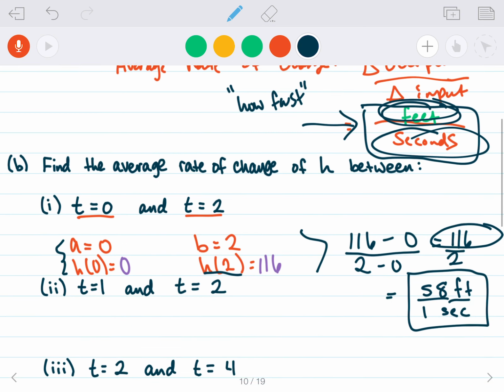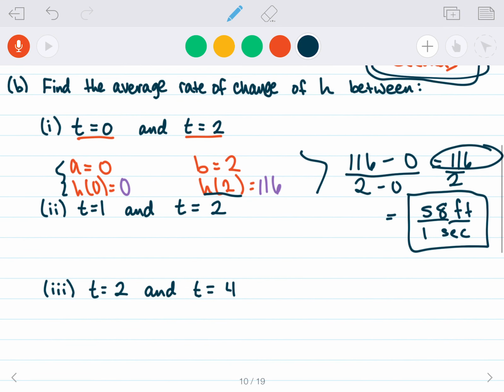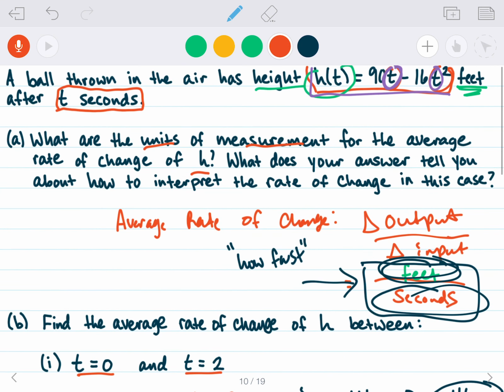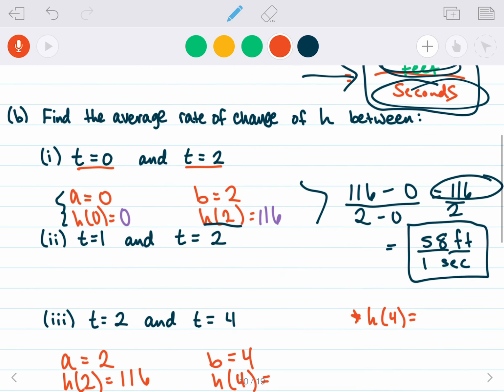Okay, what about between t equals 2 and t equals 4? So here our starting input is 2, our ending input is 4, and h of 2 we already computed above. h of 2 was 116. I'm not going to double compute that. But we didn't do h of 4 yet, so let's do that. So this is my scratch work. h of 4, I'm just plugging in 4 into my function rule to get that output here. So 90 times 4 minus 16 times 4 squared.